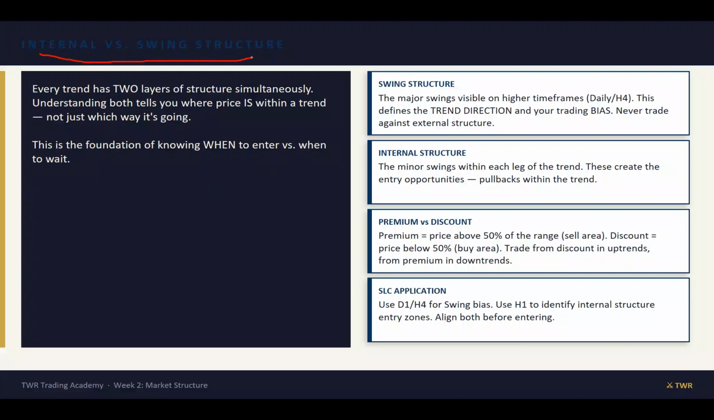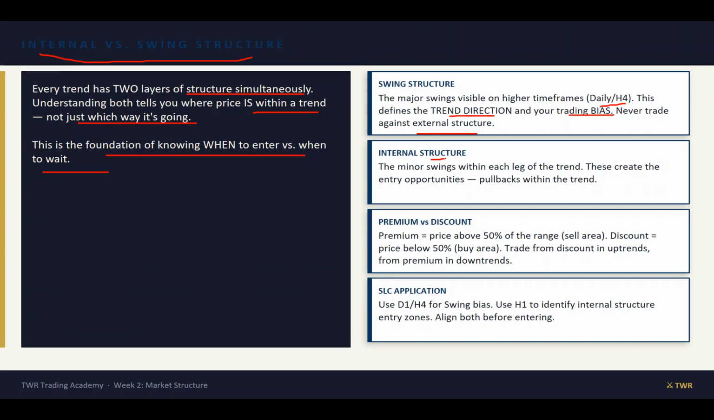Internal and swing structures. Every trend has two layers simultaneously. Understanding both tells you where price is within a trend, not just which way it's going. This is the foundation of knowing when to enter versus when to wait. Swing structure: the major swings visible on the higher time frame, basically the daily time frame and higher, define the directional trend and trading bias. Never trade against the external structure. Never trade against it, but that is how you can trade with it.